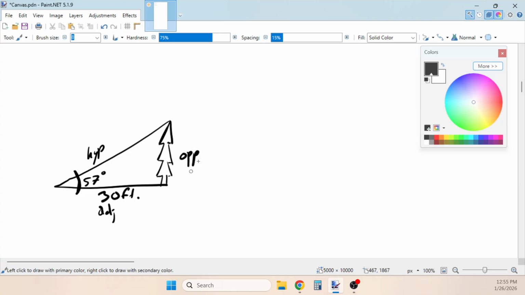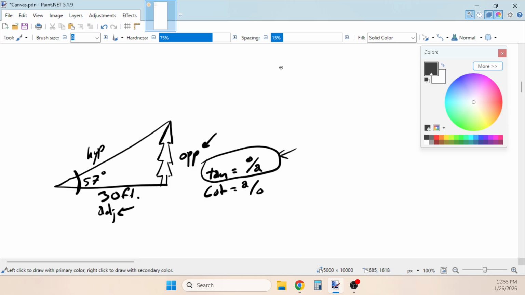You say, well, what do we know that has an opposite and an adjacent in it? Tangent and cotangent. Tangent is going to be the opposite over the adjacent. Cotangent is the adjacent over the opposite. Since we're solving for the opposite, we don't want it in the denominator, so this is our preferred form.